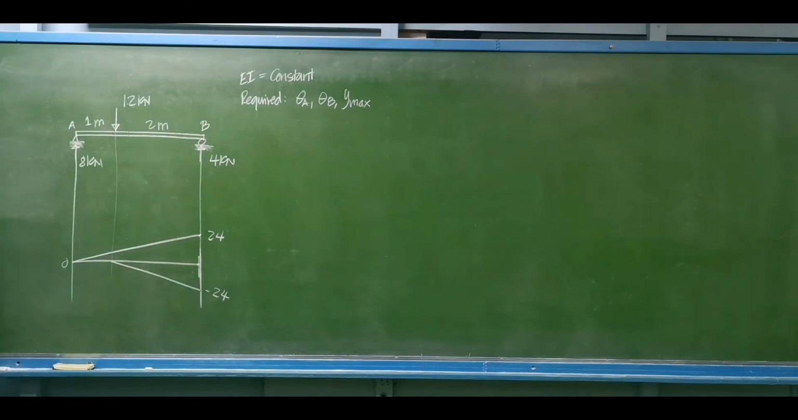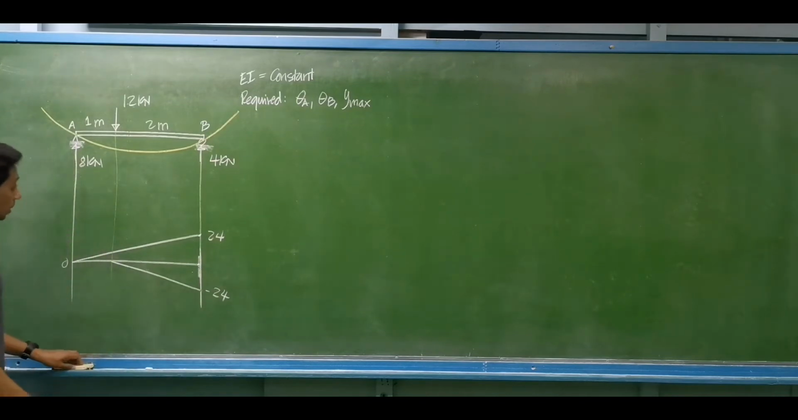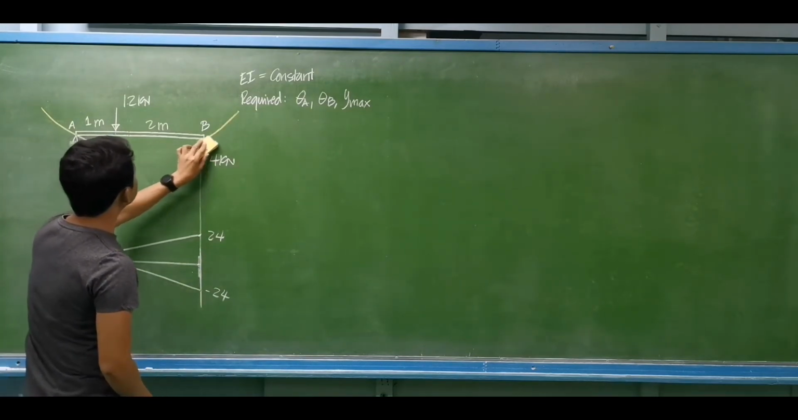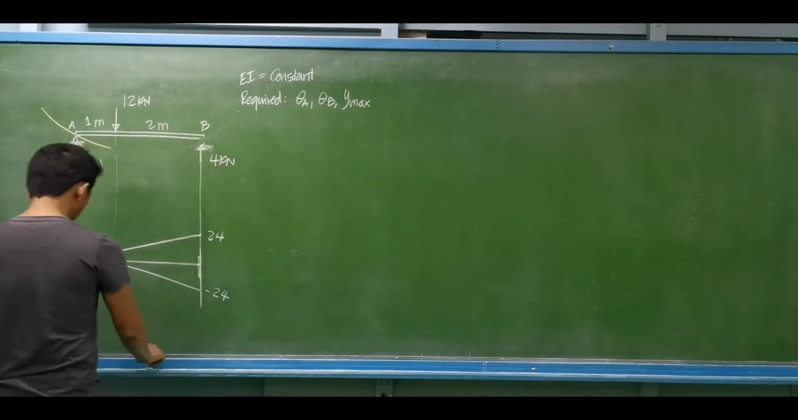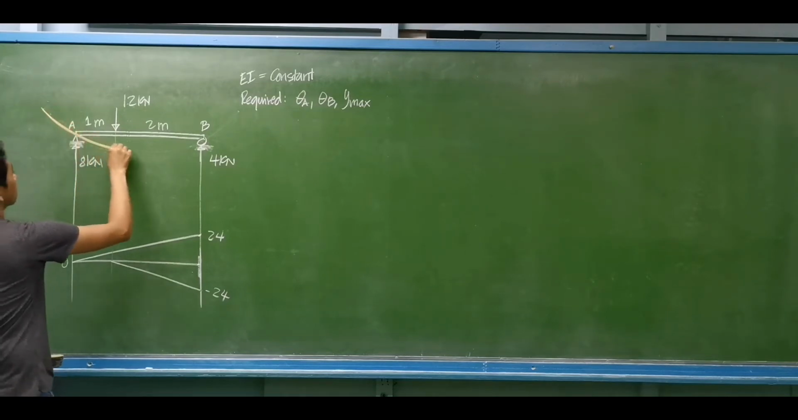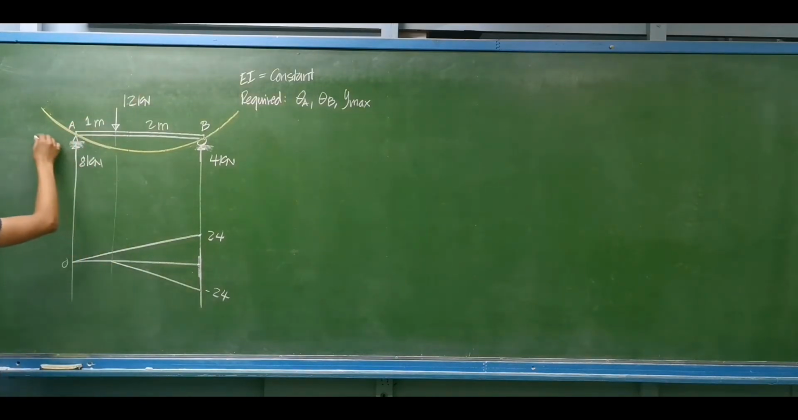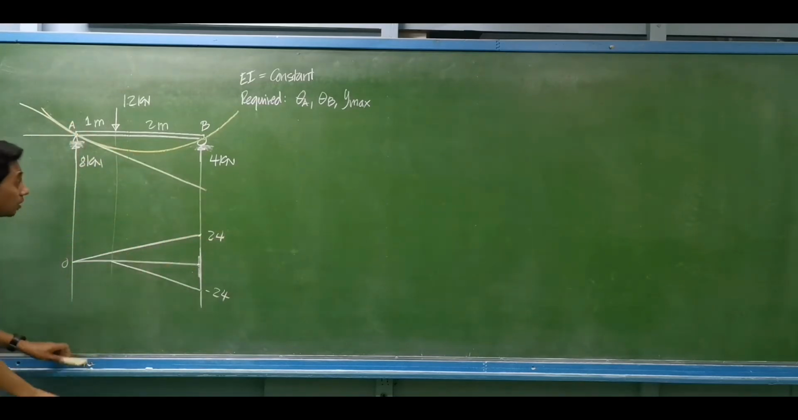So how do we determine the rotation at A and rotation at B? First, let us imagine the elastic curve or the deflected form of the beam. So let's say this is the exaggerated deflection of the beam, or the term used is elastic curve. Initially, for example, we don't have a load. It is assumed that the beam is supposedly horizontal, and we are to draw a tangent line at point A, intersecting the elastic curve at exactly one point.